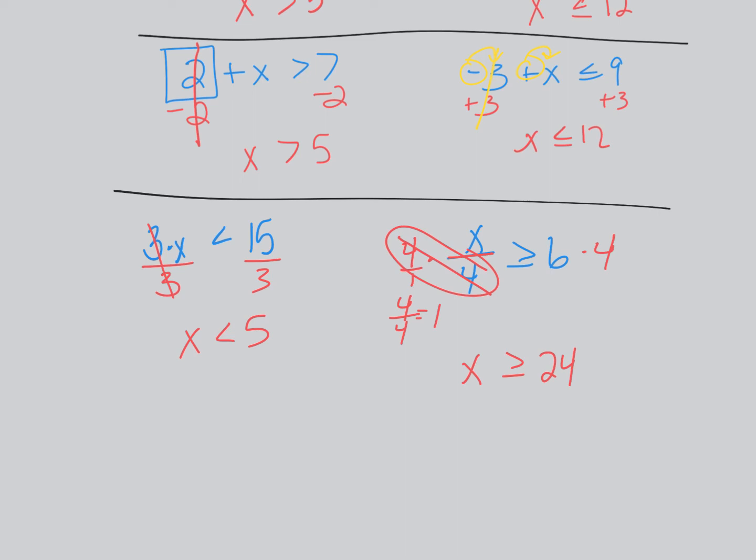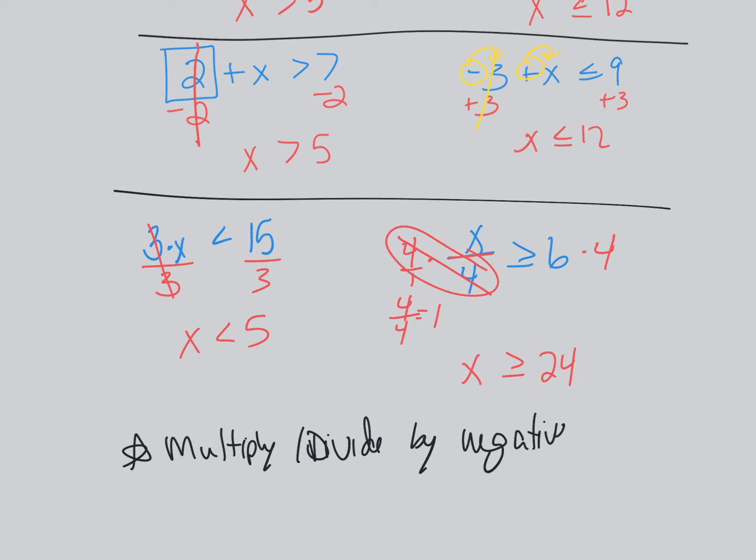The only other thing we have to remember is that if I multiply or divide by a negative, I would have to switch that sign around. Multiply or divide by a negative, flip the sign. So if I look back at any one of these, for example, if I were to change this here into negative 3, it means I'm dividing by negative 3. This sign would have changed. It would have instead become greater than.